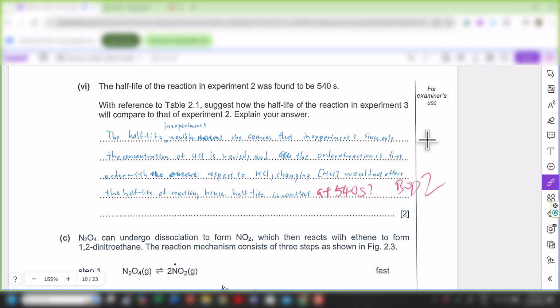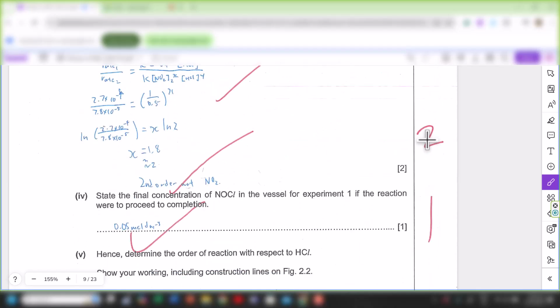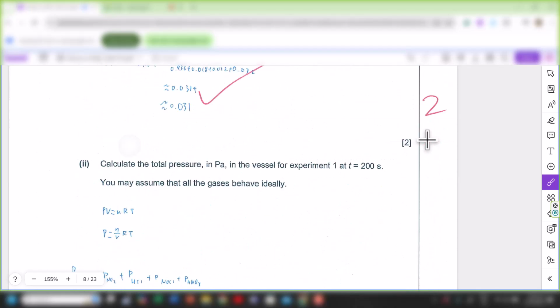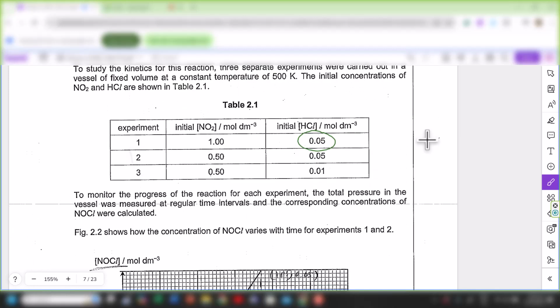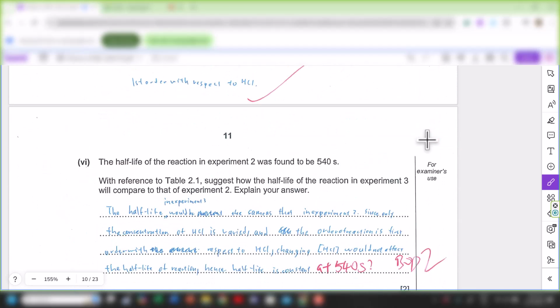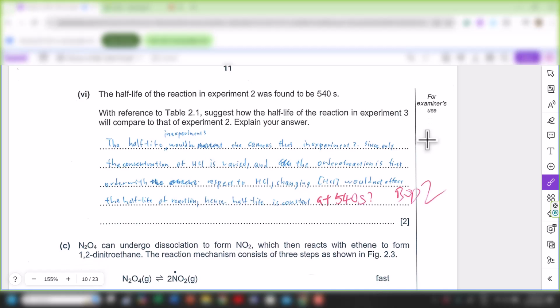Part 6 is an interesting part. If you take note of it, the half-life of the reaction in experiment 2 was found to be 540 seconds. Earlier on, you found your half-life to be about 135. They say experiment 2 is 540 seconds. In experiment 2, you have concentration of NO2 0.5, HCl 0.05. So remember that. And then they ask you how the half-life of the reaction in experiment 3 will compare to that of experiment 2.